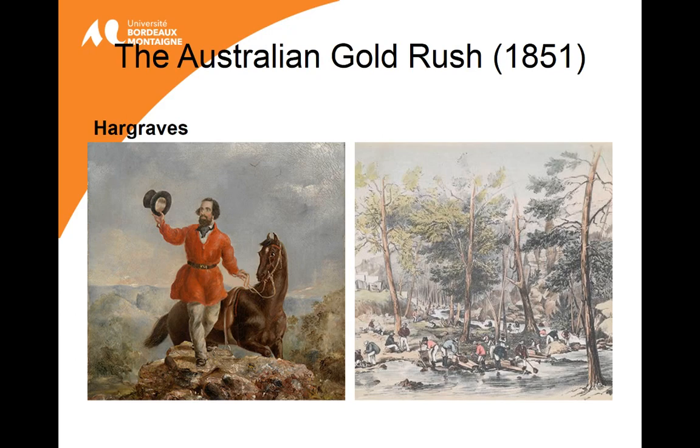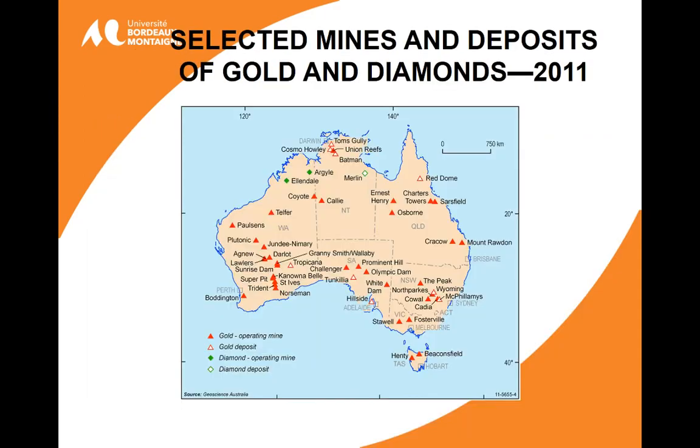Another important step in Australian history was the gold rush. So you see here Hargreaves, who was one important figure during the gold rush. So in 1851, gold was found in Bathurst, and what happened is that it attracted lots of migrants. But so you see there, this is data from today, and you see that there are still mines and deposits of gold and diamonds today.